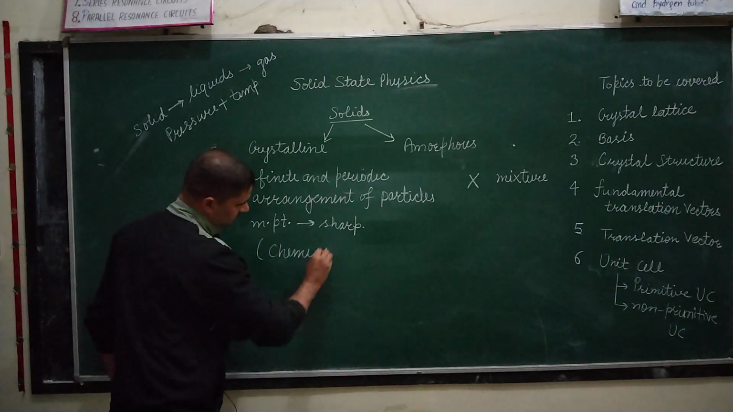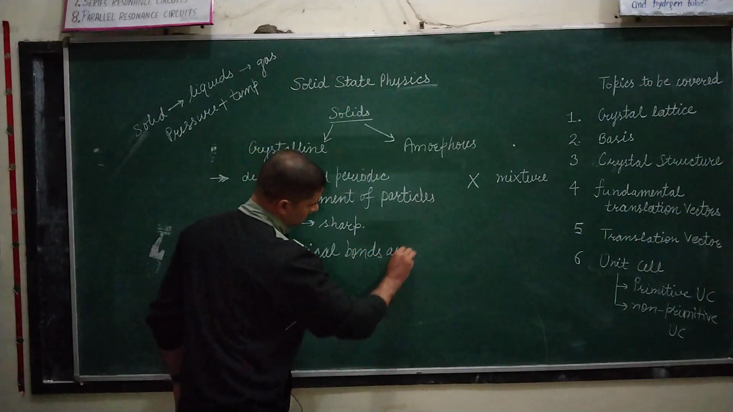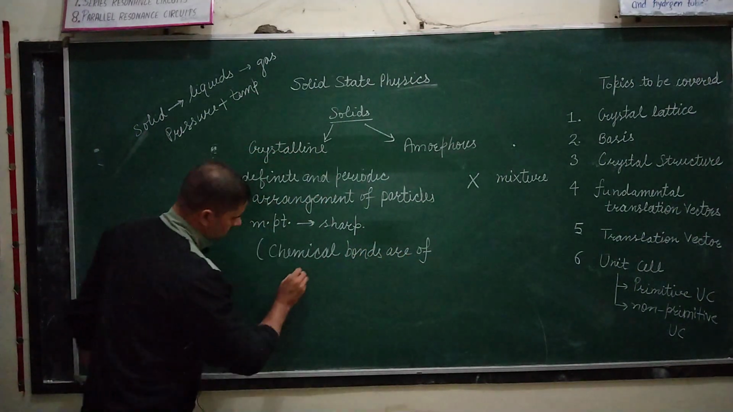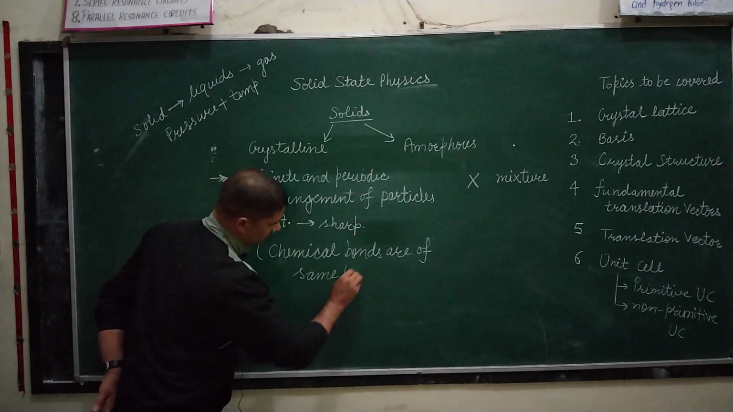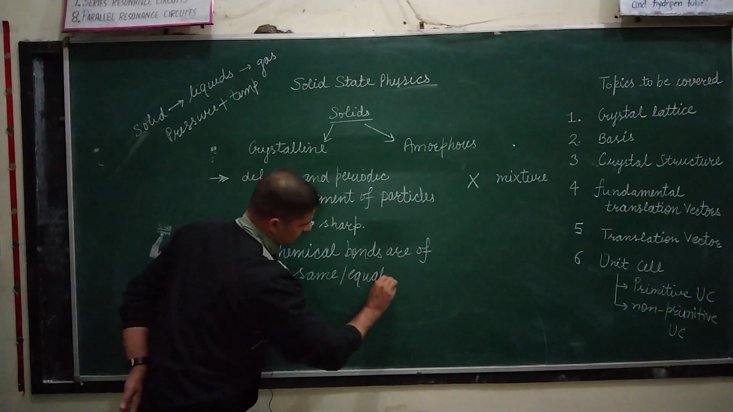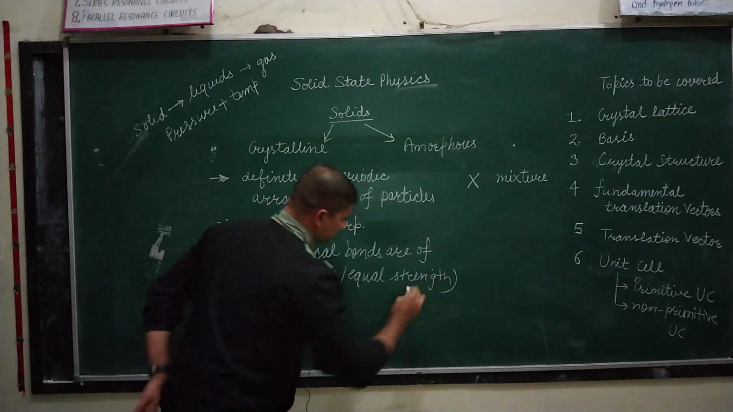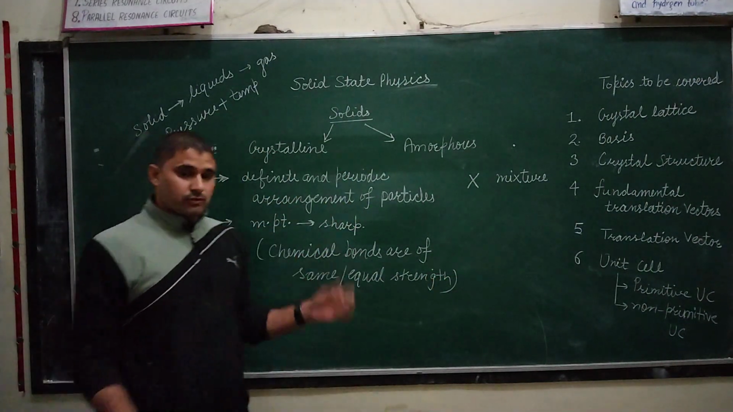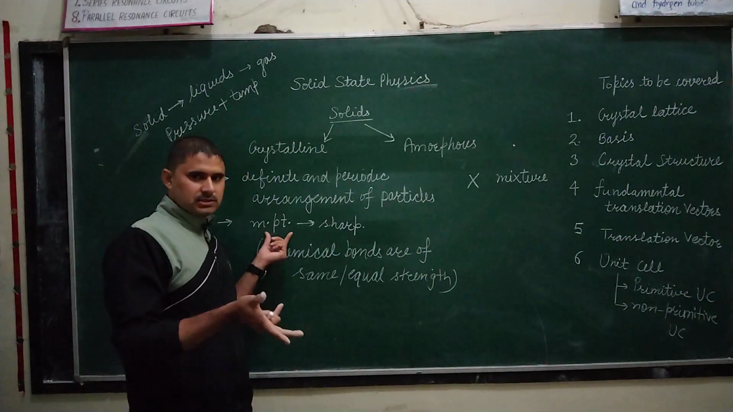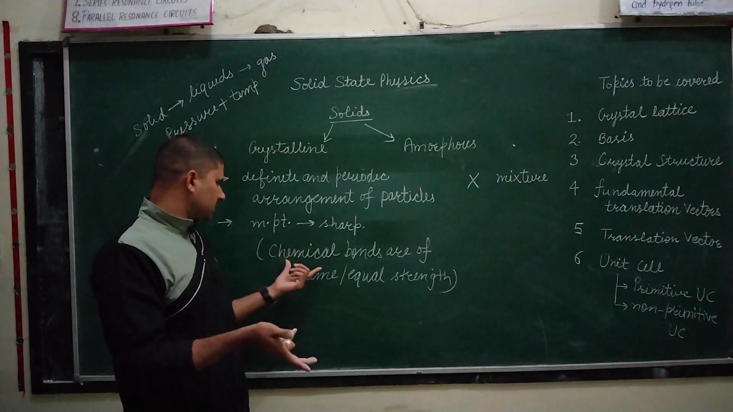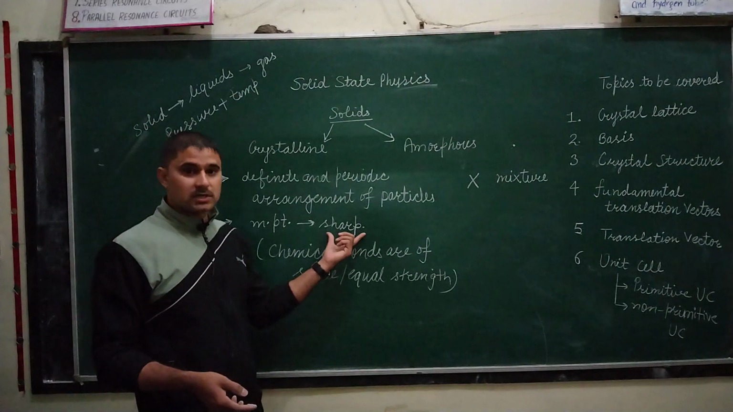The chemical bonds are of same or equal strength. Okay class, so if bonds are equally strong, then we need to give a definite amount of energy, and when that is provided to the chemical bonds, they break down. Okay, so the melting point is sharp.